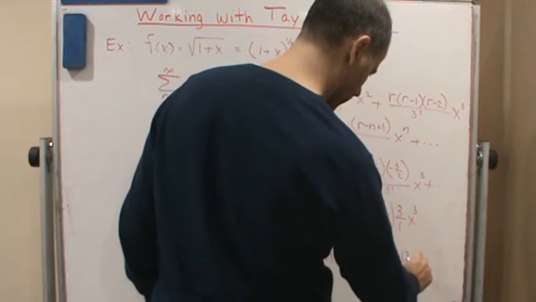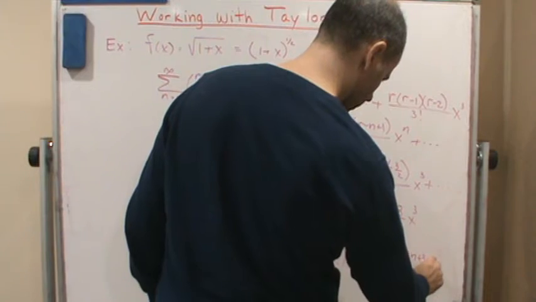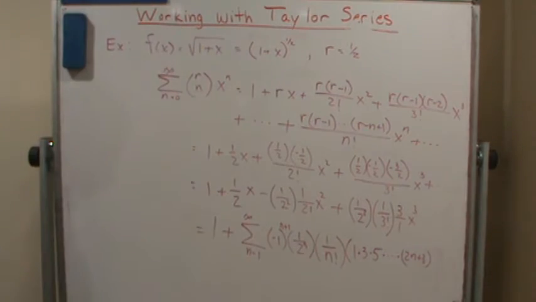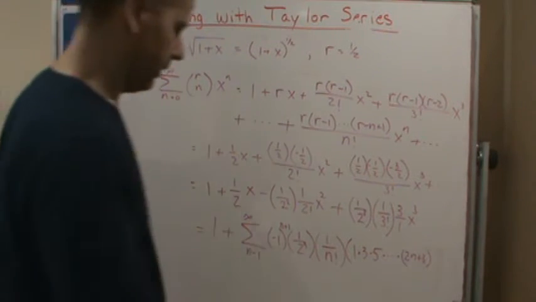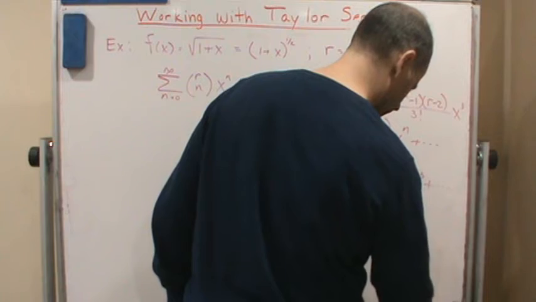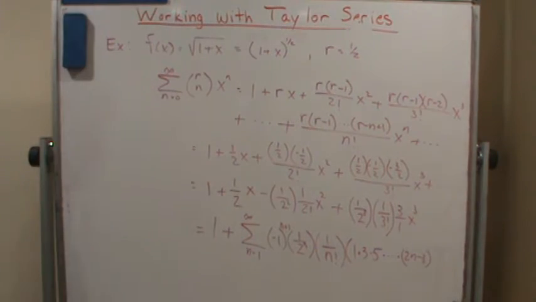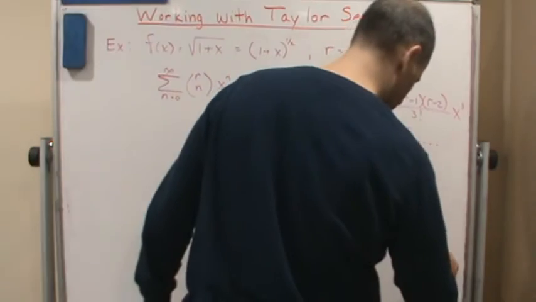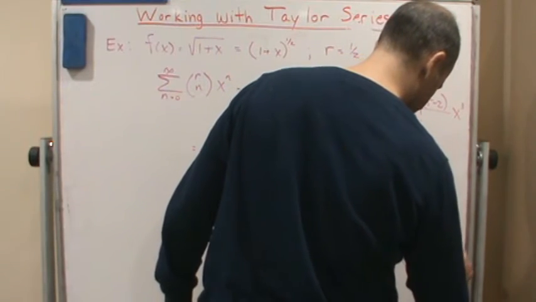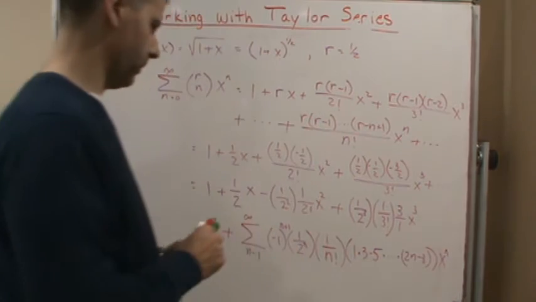Times 2n plus 3. No, that won't give me minus 3. Minus 3. Yep. 2n minus 3. And of course, times x to the n.